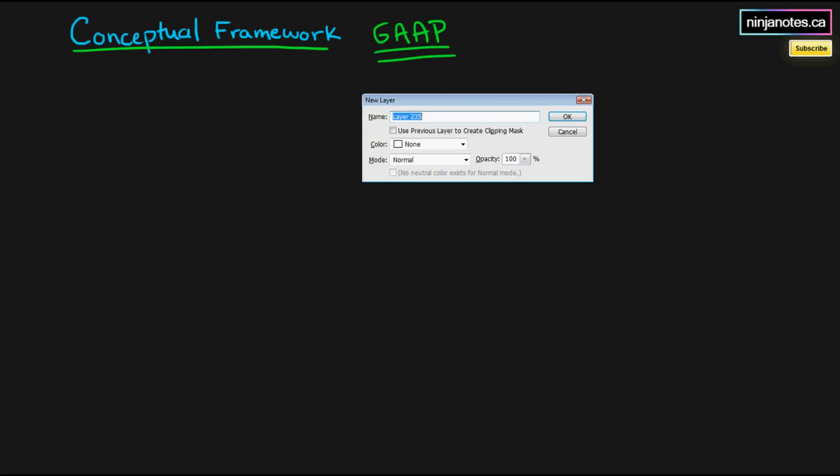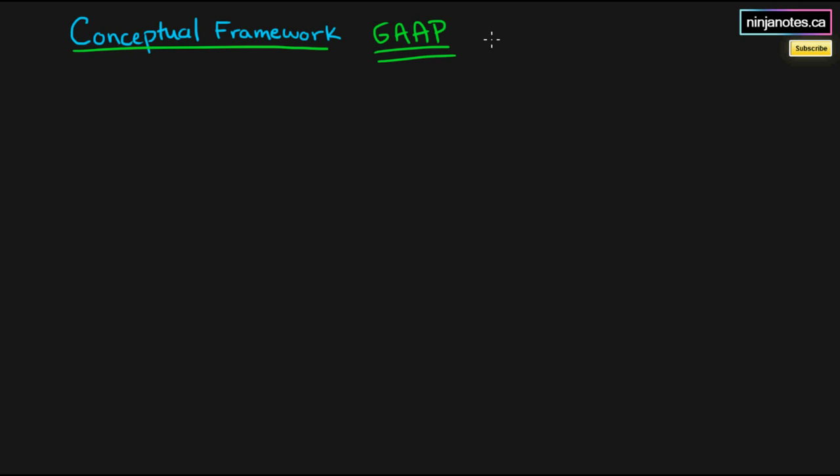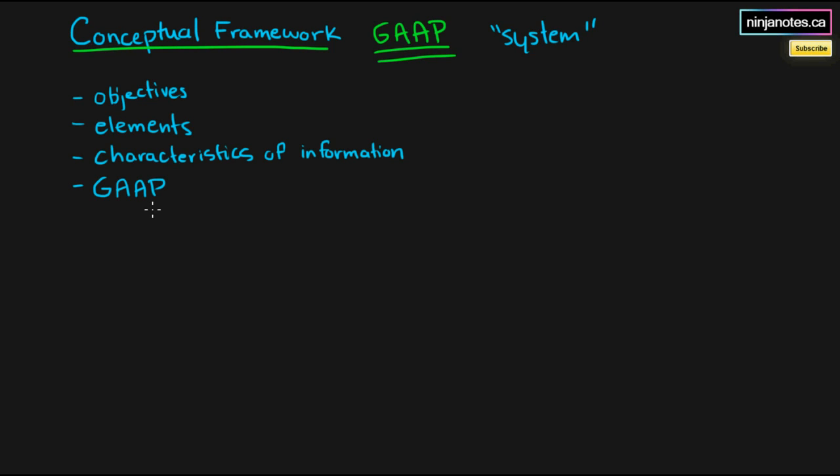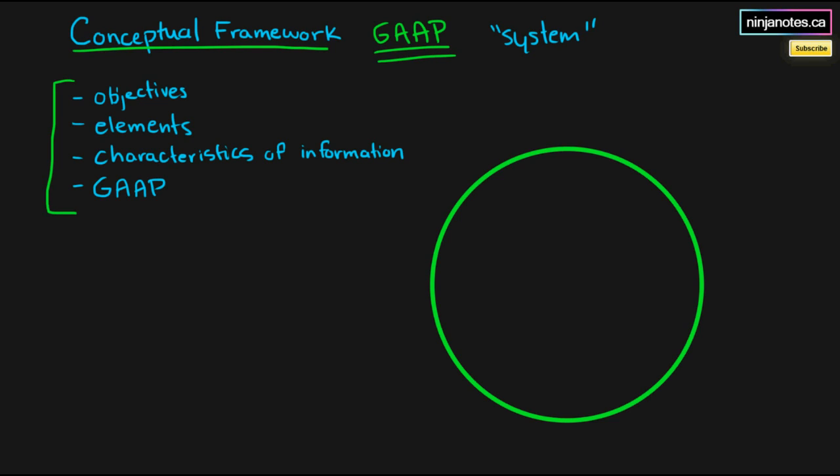So, the conceptual framework system does include GAAP, but it also includes a few other things which I'm going to list right here on the left side. It includes these 4 different things: objectives, elements, characteristics of information, and GAAP. I'm going to go over these in just a second, but I thought I might first illustrate what the conceptual framework is with this circle diagram which I have right here.